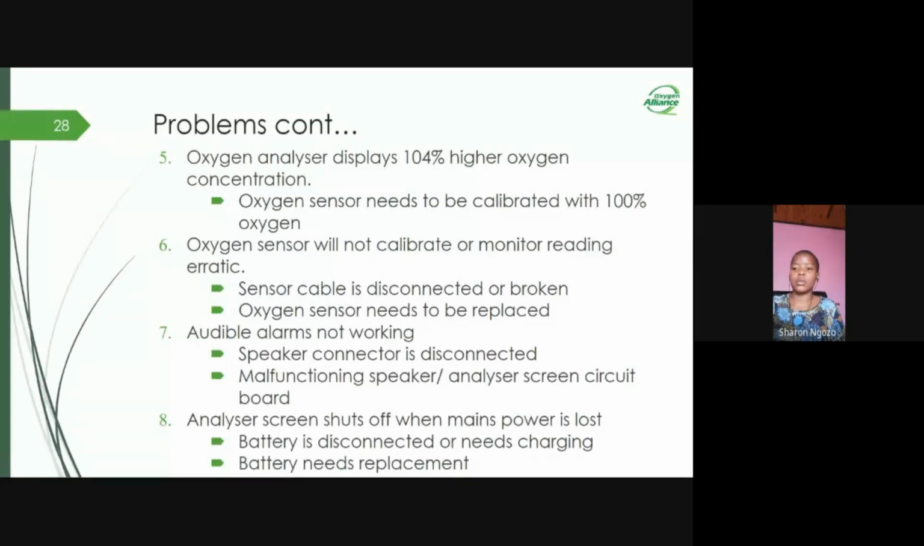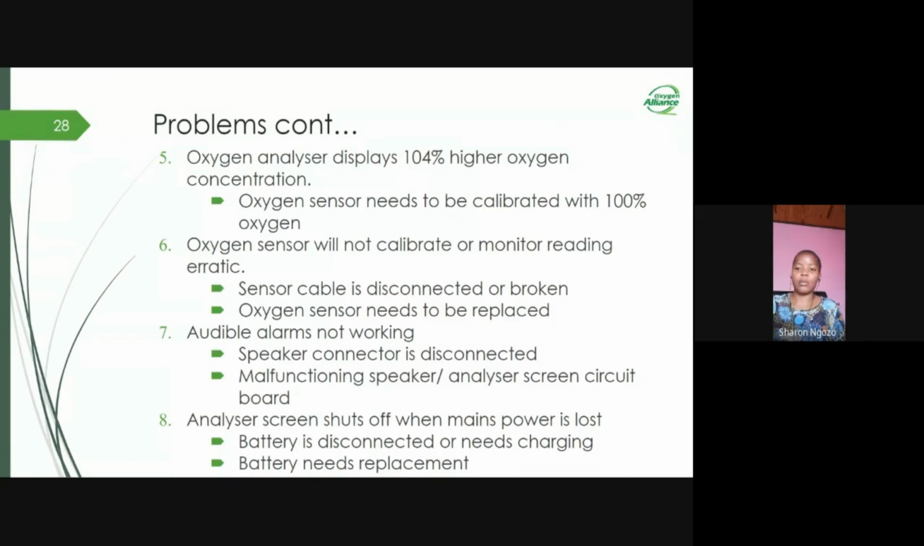Moving forward, the other problem you can encounter might be that the nitrous oxide does not cut off when oxygen percentage is less than 25%. With this type of problem, the cause might be that the cutoff solenoid valve is malfunctioning, or the analyzer screen circuit board is malfunctioning. So you have to check this. If they're malfunctioning, make sure that you clean them up or you replace them if need be.